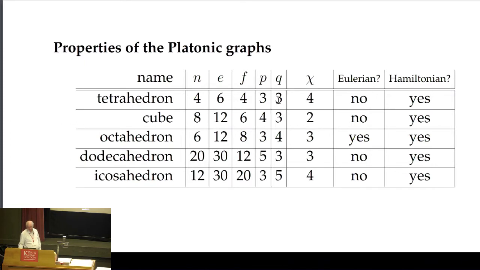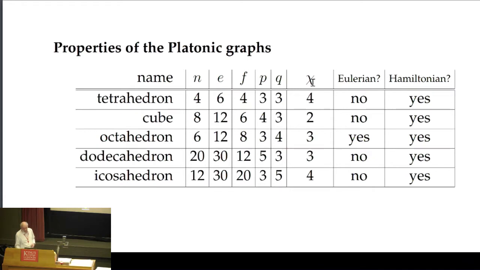So again, for a tetrahedron, 3 edges meet at each vertex. That's why it's dual to itself. If you put vertices in each face of the tetrahedron and join those, you get a tetrahedron again. But if you put vertices in the middle of the square faces of the cube, you get the octahedron, which explains why these swap over.